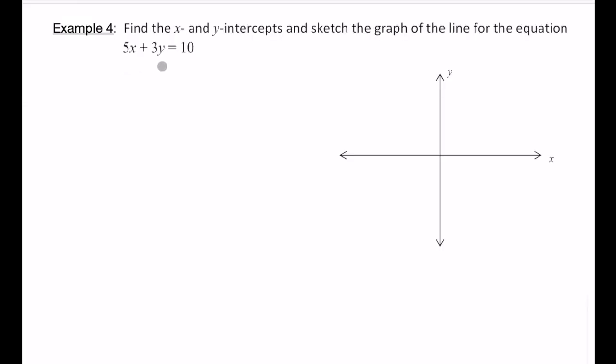Here's the equation of our line, and we're going to construct a table of values to find these intercepts. Remember that we start with an x value of 0 and solve for y to find the y-intercept, because this will be an ordered pair on the y-axis. So let's plug an x value of 0 into this equation and solve for y.